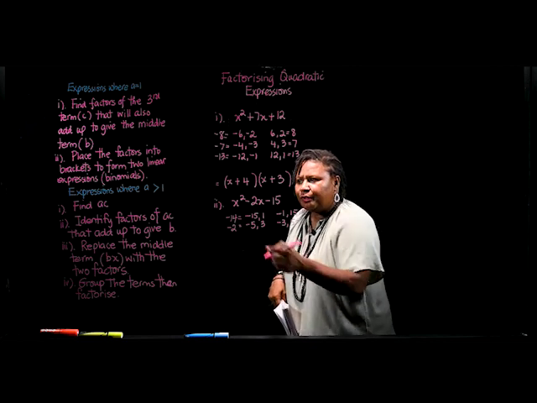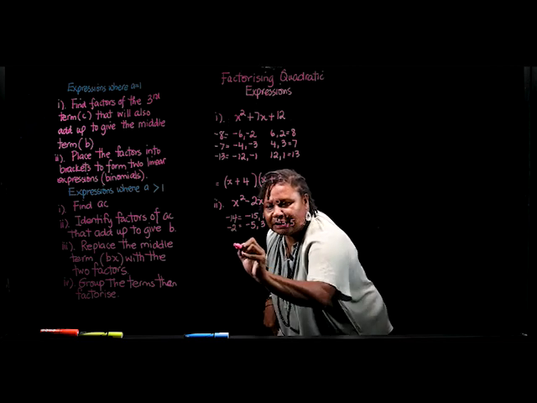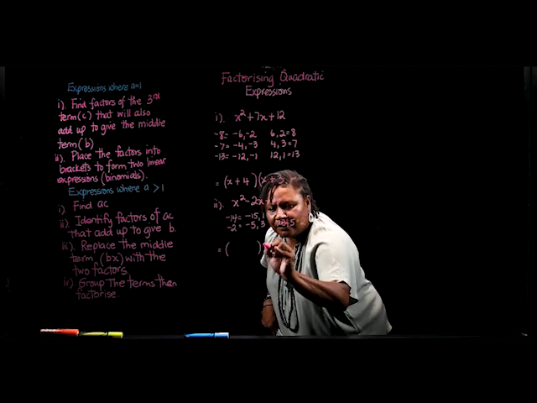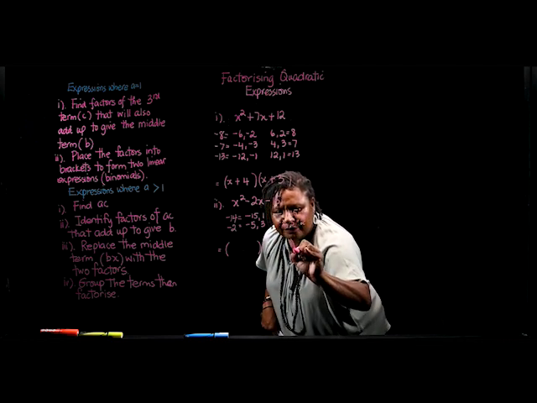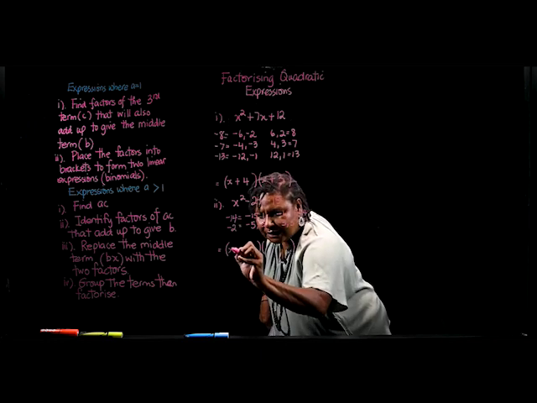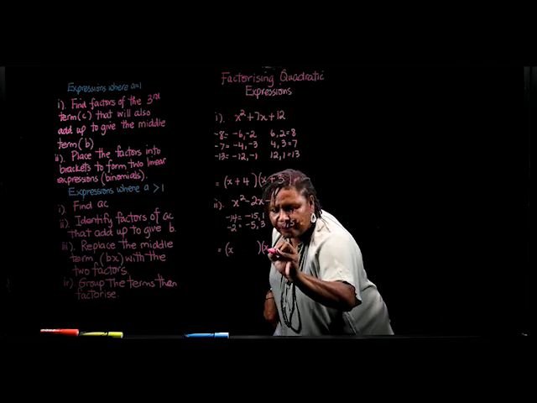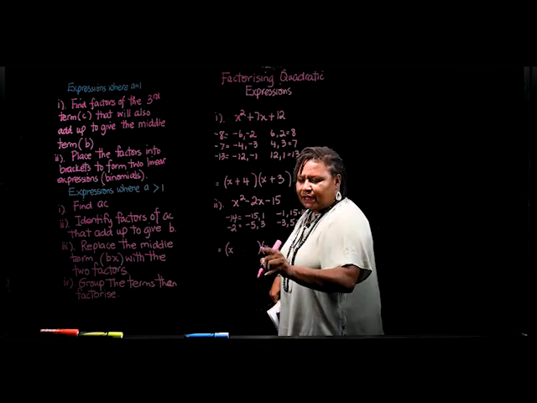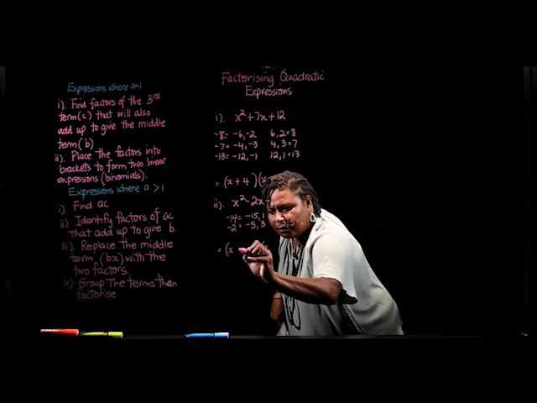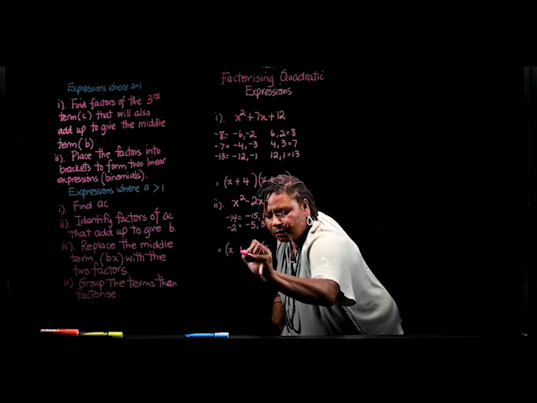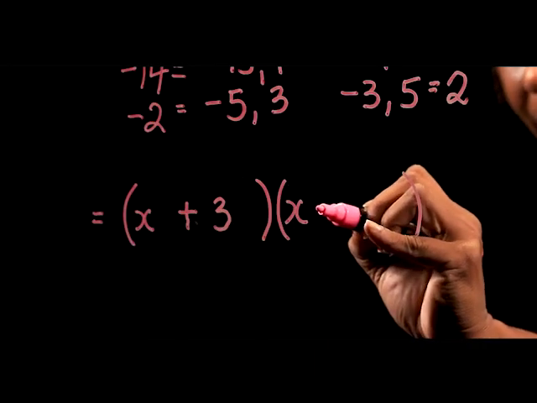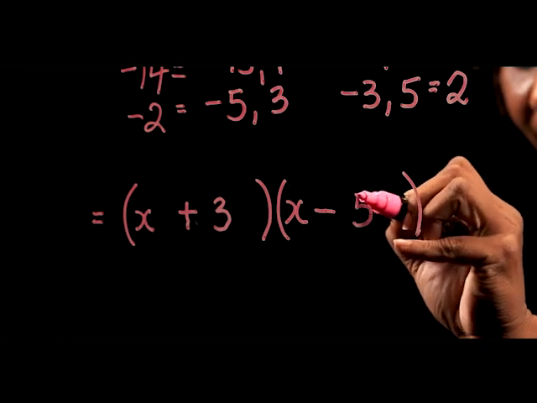Okay? So the third step says place in brackets. Form our brackets. Now we see factors of x squared, x and x. And we place our factors as well into the brackets. So we have negative 5 and positive 3. So x plus 3, positive expression first, and the negative expression after.